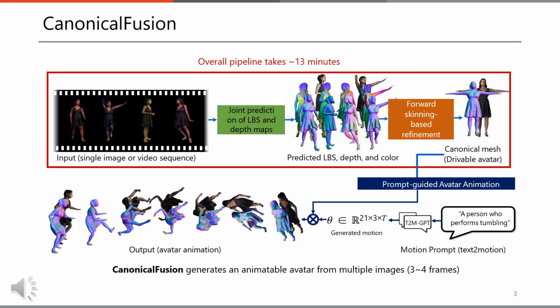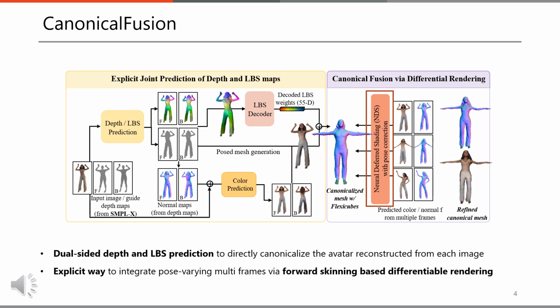By attaching a text-based motion generation module to this canonical avatar, it is also possible to animate the avatar, as shown in the figure. The following is an overview of our pipeline in detail. Our motivation starts from predicting LBS directly on reconstruction. By taking input image and its corresponding fitted SMPLX depth map, we jointly predict LBS and depth map in an explicit way, so we can directly canonicalize the predicted mesh from given image by using the estimated LBS map.